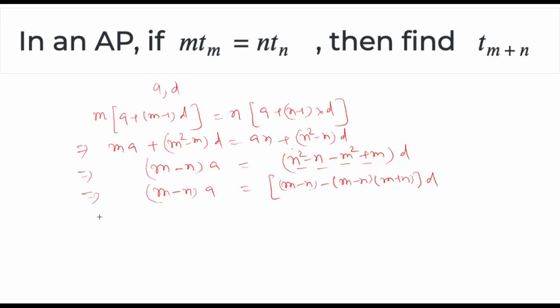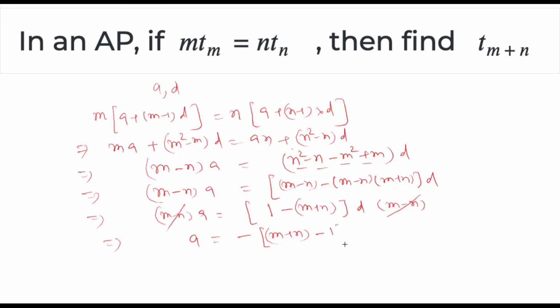So yeah, m minus n will be taken common and knocked off. So this will be 1 minus m plus n into d into m minus n also. This will cancel out. So this is looking like, minus, if I take common, m plus n minus 1 into d. Okay, and this is what it is.